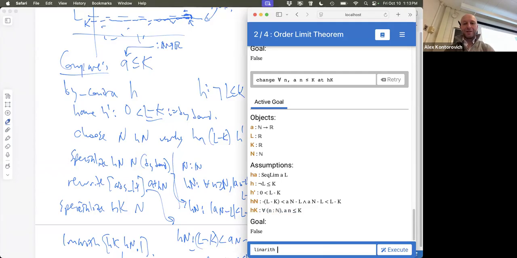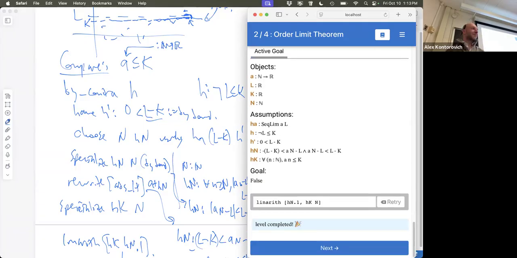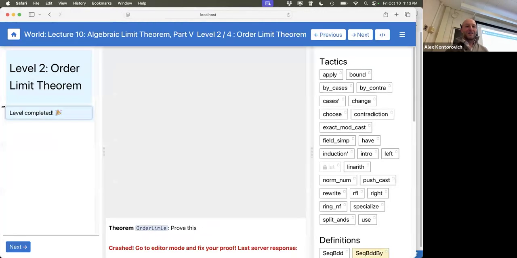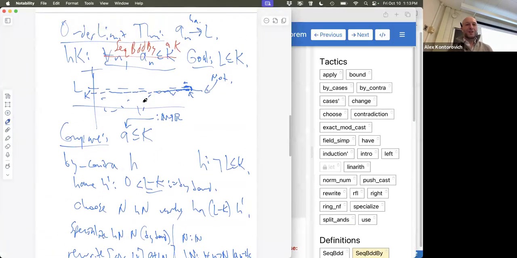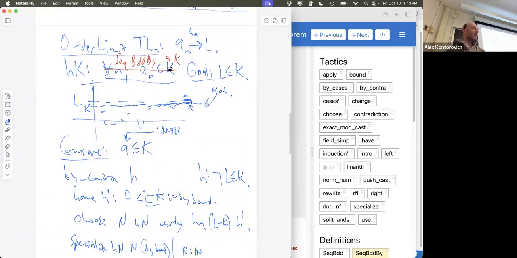And now let's do linarith on HN.1. HN.1 is going to give us that AN is at least K, and HK, but not for any value of little n, but for the value of little n equal to capital N. We didn't have to specialize. And that's the theorem. Okay. So if your sequence converges to L, but is always bounded above by K, well, then K is also an upper bound for L.